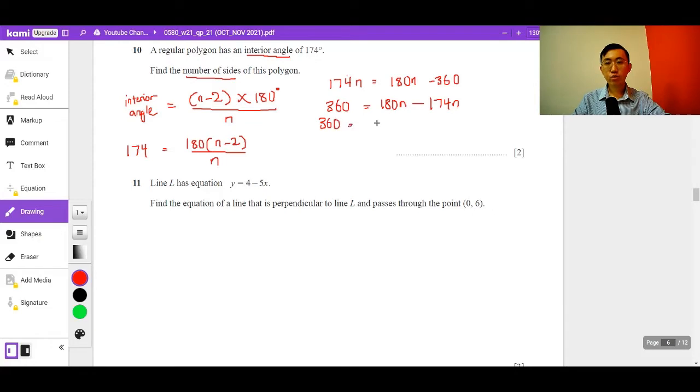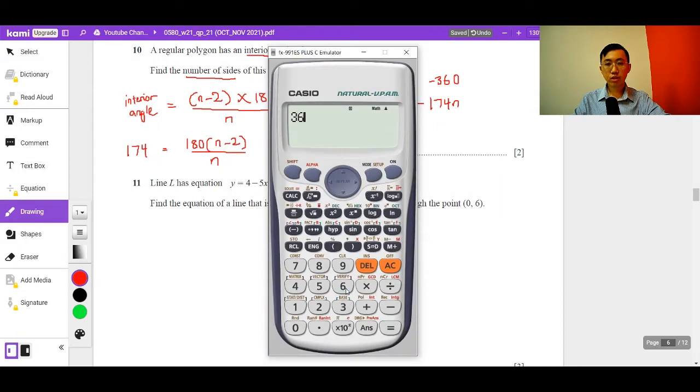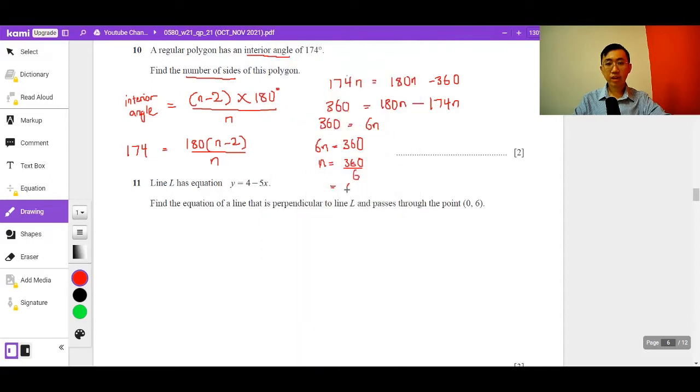360 equals 6n. So I can rewrite it like this. 6n equals 360, and the last step we have to do is divide by 6. So 360 divided by 6, just use your calculator, right? And the teacher is looking at 60 sides. n is 60 sides. Okay, so I will just write sides. Okay, there you go. That's the answer.